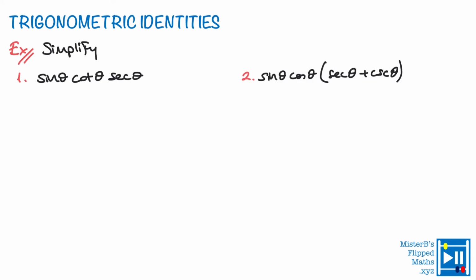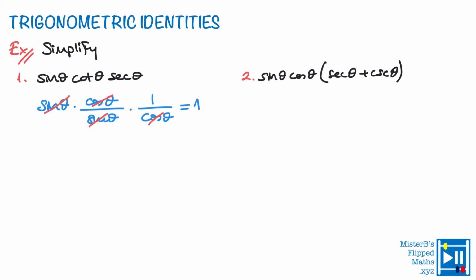Another example. Simplification questions are another form of proof questions. In proof questions you have the answer given. In simplifications you don't. So let's start with the first one. It's sine theta, cotangent theta, and secant theta. I'll rewrite this expression as sine theta times cosine theta over sine theta times 1 over cosine theta. And as you can see, these cancel each other out, leaving us with 1 only.